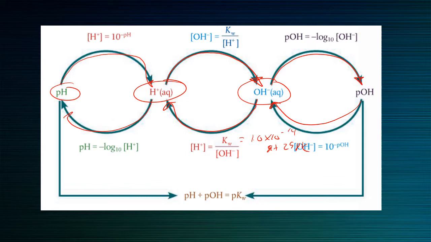But again, what's beautiful is the fact that they all interact. And so pH plus pOH equals pKw, and now we don't have to worry about working with hydrogen ion and hydroxide ion concentrations.